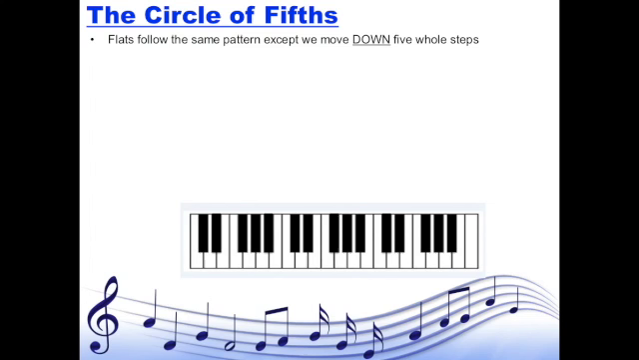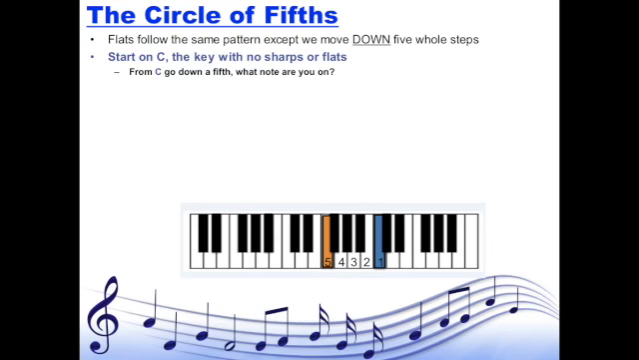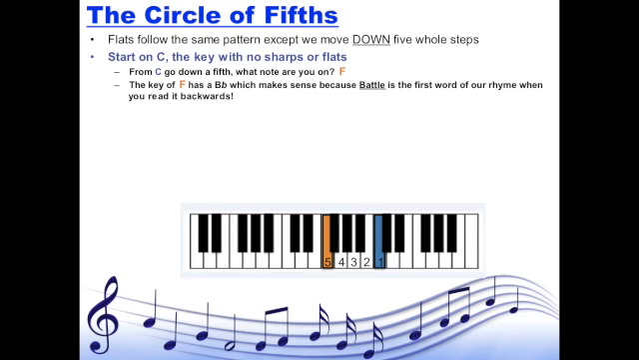Now let's take a look at the flats, and we're going to follow the same pattern, except we're going to go down 5 whole steps. So flats are all about down, right? So here we go. We're going to start on the key of C. Again, that's the key that has no sharps or flats. If we go down a fifth, we are on an F. And the key of F has a B flat, which makes sense because battle is the first word in our rhyme when we read it backwards, right? Battle ends and down goes Father Charles. So the first place we land has a B flat.